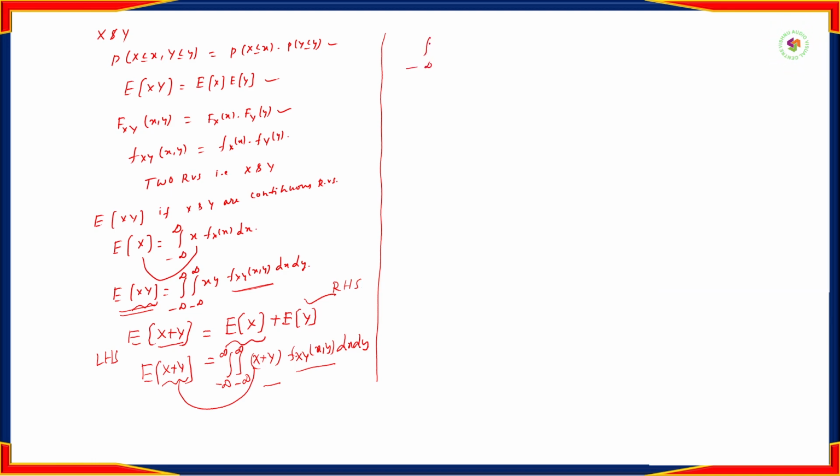Integral from minus infinity to infinity, integral from minus infinity to infinity, x f_XY(x,y) dx dy plus y f_XY(x,y) dx dy. I am separating this x to this one and the y to this one. Now write it separately.